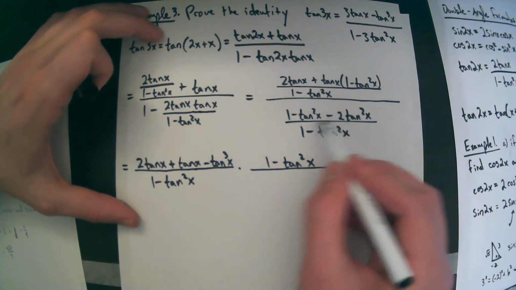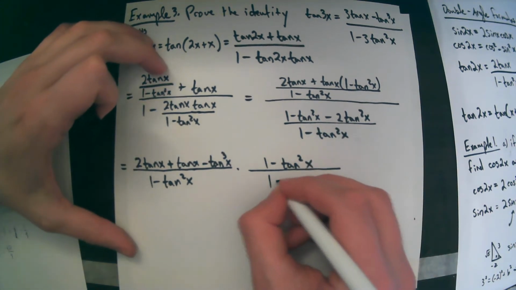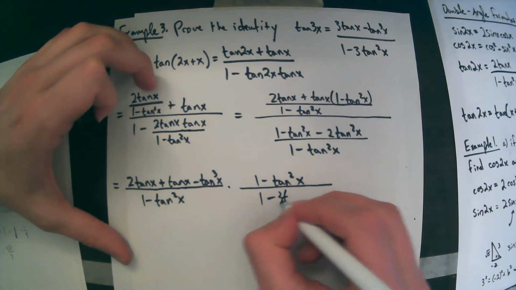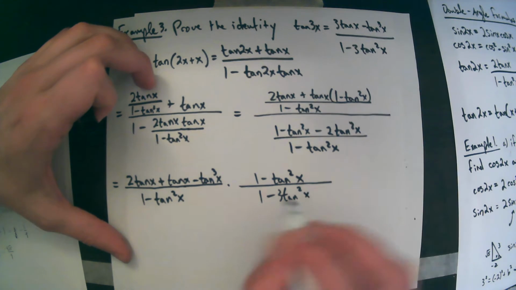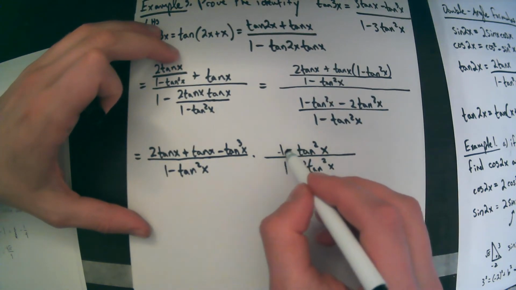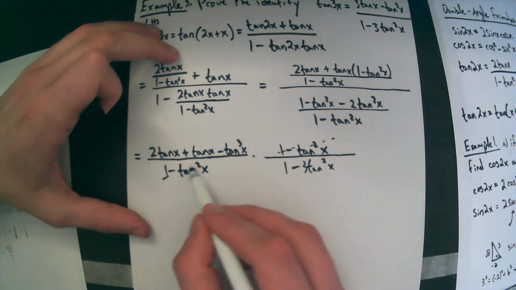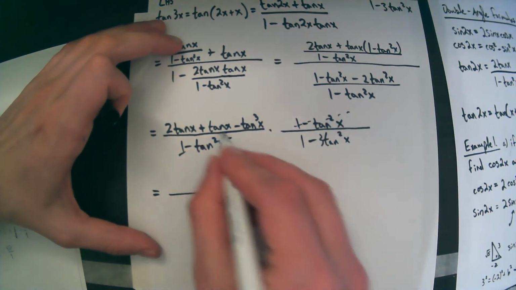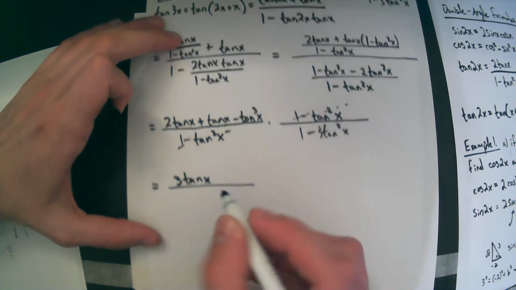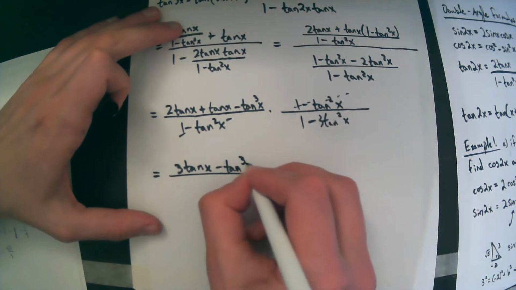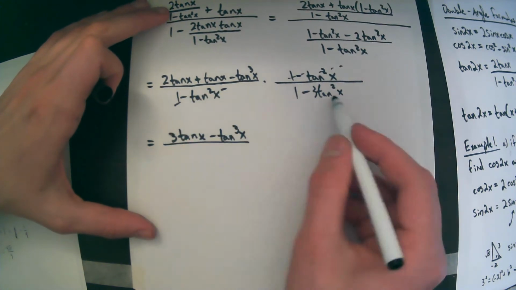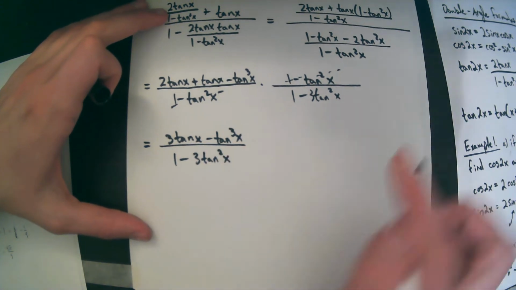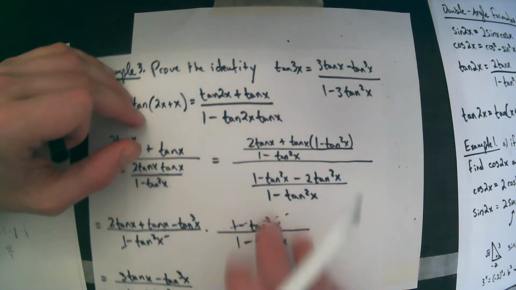That works because these are going to cancel each other. That's nice. And in the bottom, I can clean this up a little bit and say 1 minus, negative 1 tangent squared minus 2 tangent squared. That's going to be 3 tangent squared x. Alright, these two cancel each other. And I'm left with 2 tangent x plus tangent x. That's going to give me the 3 tangent x, and then minus tangent cubed x. And in the bottom, I've got this 1 minus 3 tangent squared x. So we get right to where we want it to be.